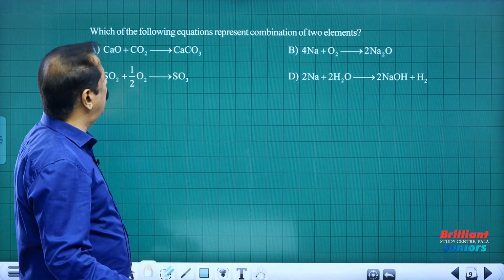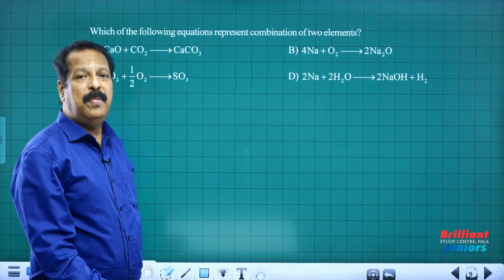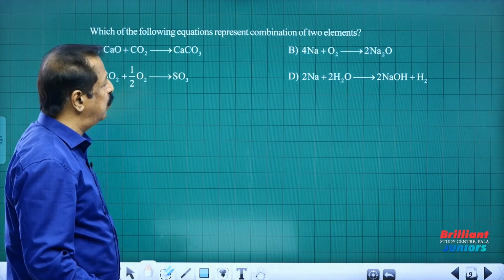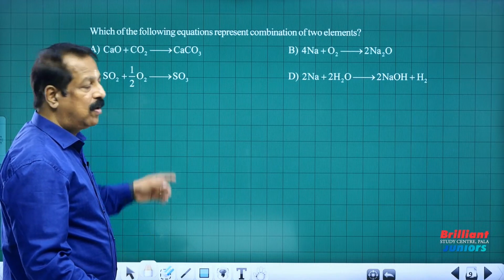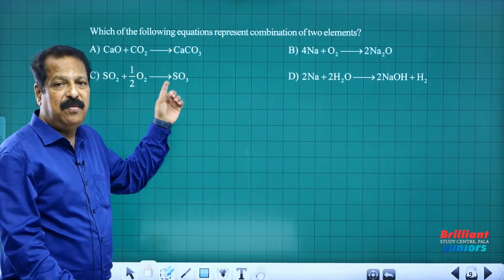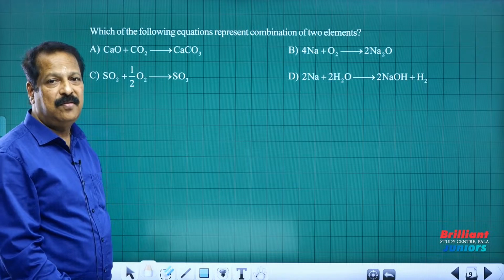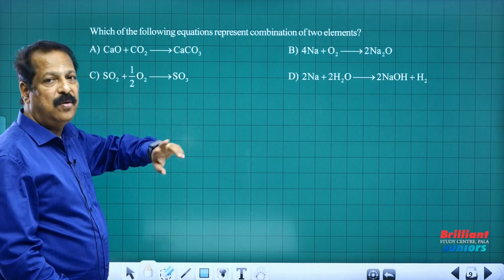And now let us see which of the following equations represents combination of two elements. In the first one, calcium oxide combined with carbon dioxide gives CaCO3. This is a compound and this is a compound, so they are not elements.